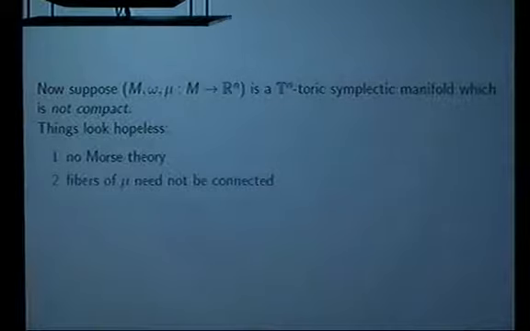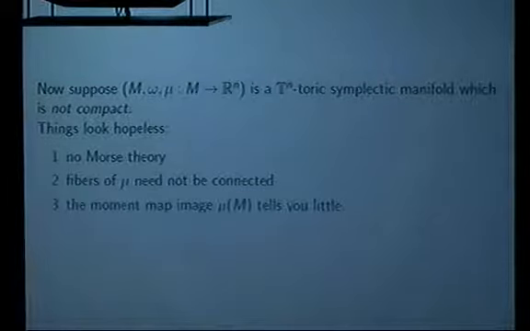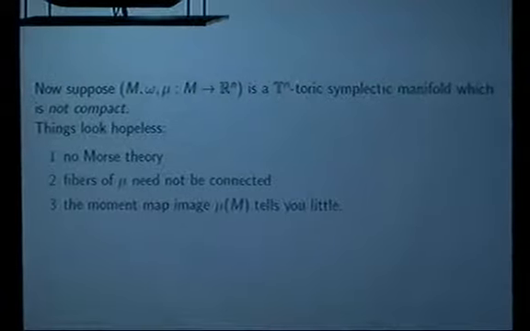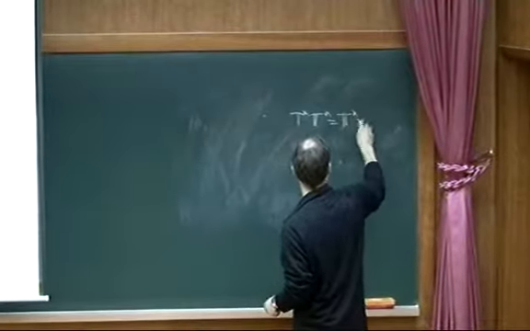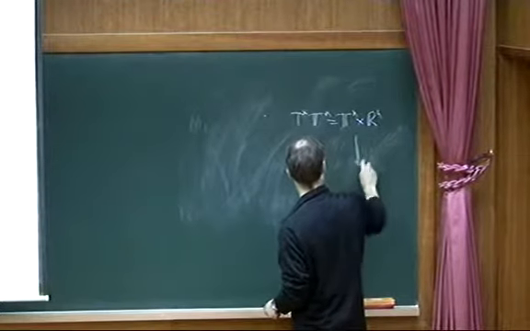The second thing you notice is that the fibers of the moment map need not be connected. And then the image is a mess. It's pretty much arbitrary and doesn't tell you anything. Once you know that the fibers are not connected, the cheapest example of constructing something with a strange image is, well, you have the cotangent bundle of your torus, which is T^n times R^n. You have a projection onto R^n.